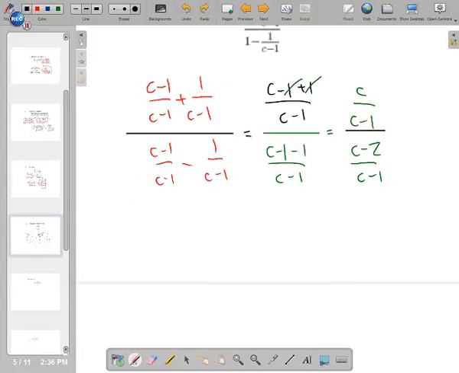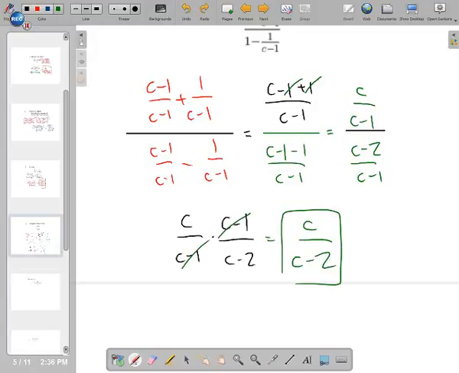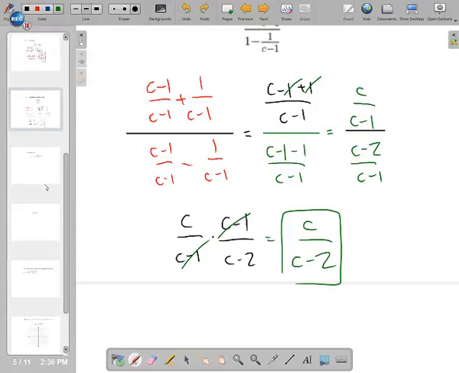Now I can copy, change, flip. So I copy the numerator, c over c minus 1, change this division to multiplication and flip the denominator. And when you do that, these quantities are going to cancel out, and you're just left with c over c minus 2. So that's a lot of work, but none of the steps are particularly difficult.